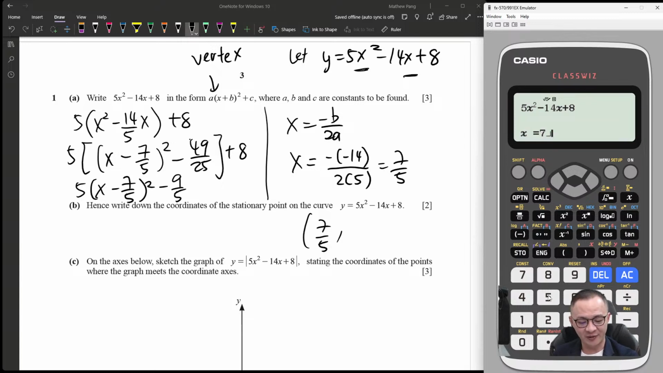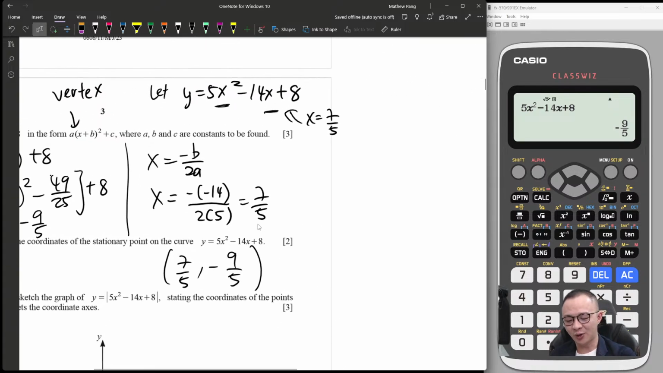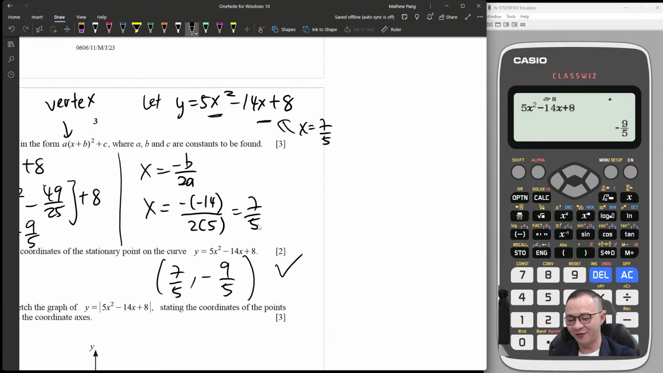I want 7 over 5. Then they tell me my y coordinate is negative 9 over 5, right? So I will sub x equals 7 over 5 back into my original equation. Then I got negative 9 over 5. So therefore, if I got this whole coordinate, I can easily form my equation, right?